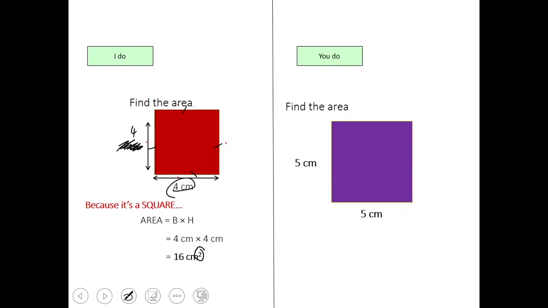Now if I can get you to pause the video and have a go at this question on the right hand side, pause it for about half a minute to a minute, and have a go, and I will put the answer up on the board. Right, so you should have all got 25 centimeters squared.